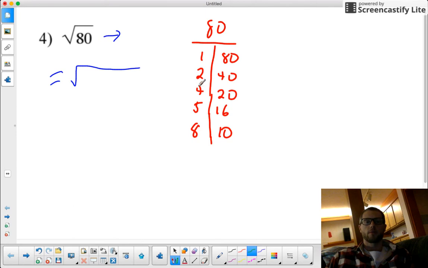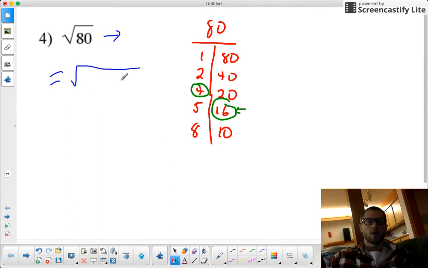So if I take a look at all these factors of 80, I want a perfect square factor. So it looks like 4 is a perfect square, and 16 is a perfect square. And I want to pick the largest of these numbers. So that's going to be 16. 16 is my biggest perfect square factor of 80 here.